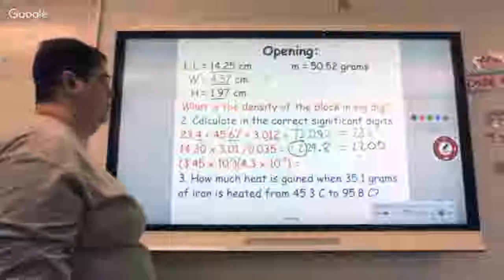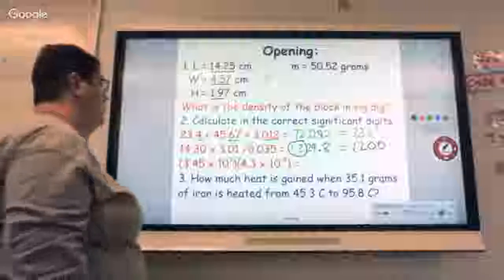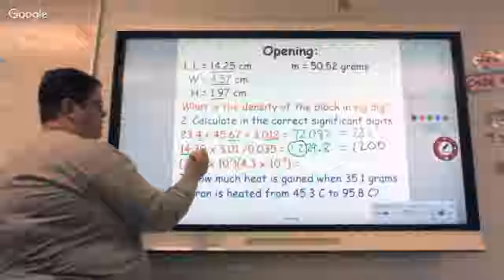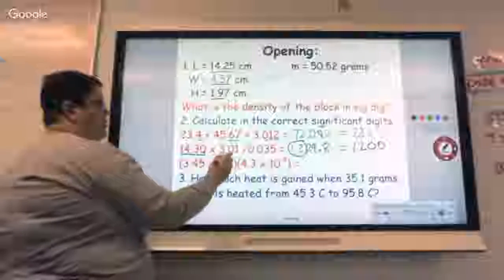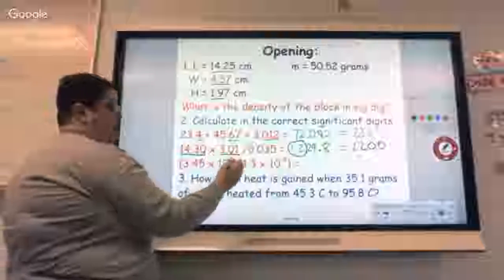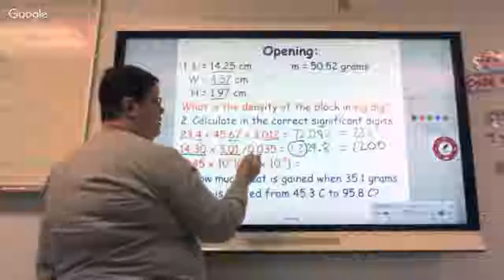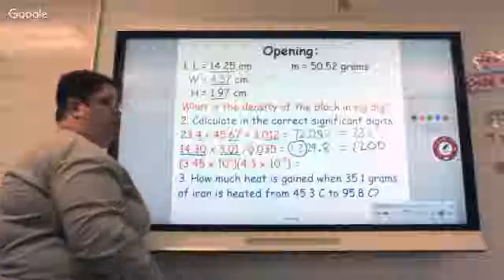Where? Which number? This one has 4, so that's significant. That's 4. This one is 3 because that's between. And this one's a placeholder, so it's not significant. That's a billboard. So there's only 2 there.